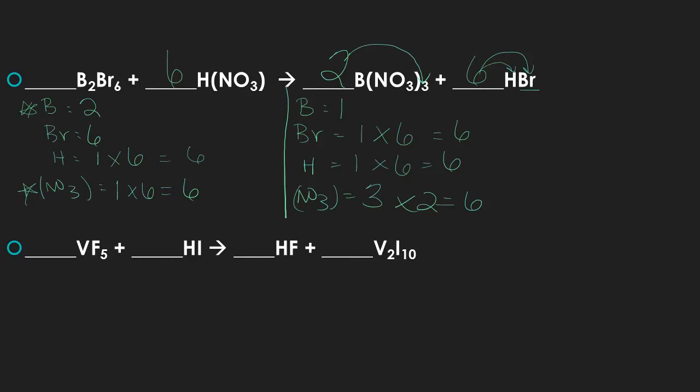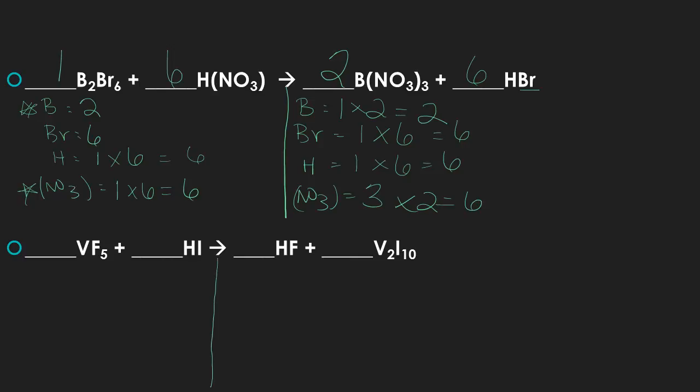But I have to check, is anything else in that compound? Does anything else need to be multiplied by 2? And the answer is yes, the boron. And now if I look, everything should be balanced. Boron, 2 on the left, 2 on the right. Bromine, 6 and 6. Hydrogen, 6 on the left, 6 on the right. Nitrate, 6 on the left, 6 on the right. So everything is good. I can either leave this B2Br6 blank, or you can put a 1. Again, it doesn't matter. One's not wrong, one's not right. Typically we don't write 1s in chemistry, but it's not wrong.